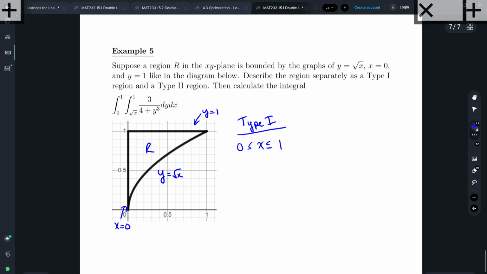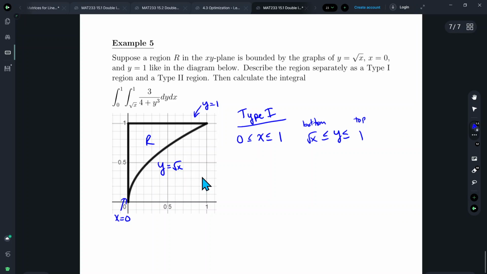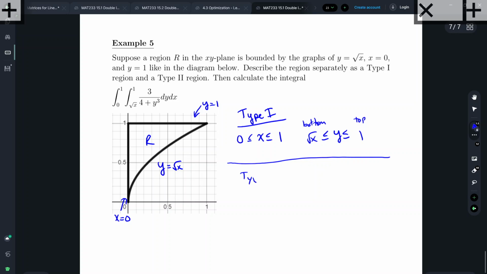So x goes between 0 and 1, and y should vary between the bottom and the top, right? So what's the bottom boundary is this curve here given by the square root of x, and the top boundary is where y equals 1. Okay, so that's being described as a type 1 region. How about as a type 2 region?